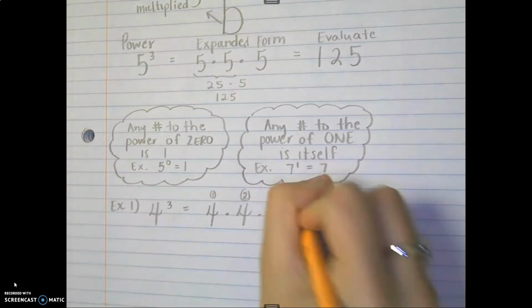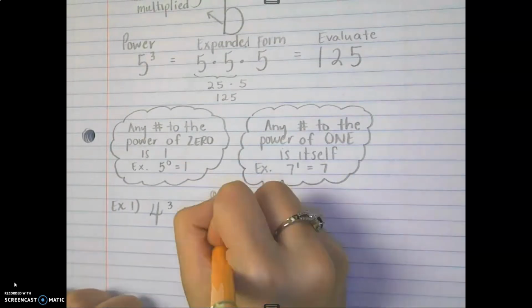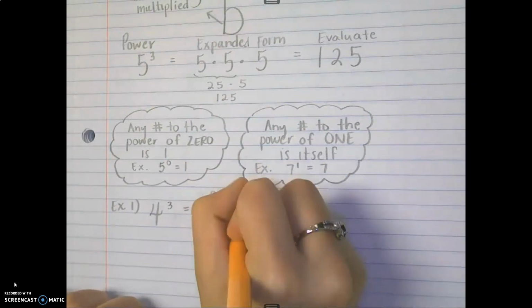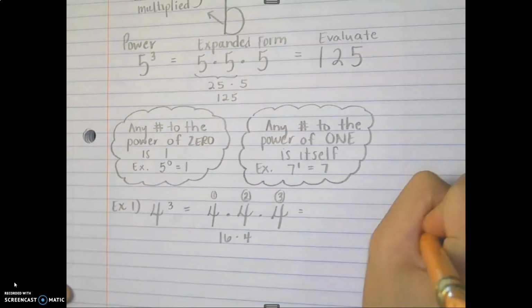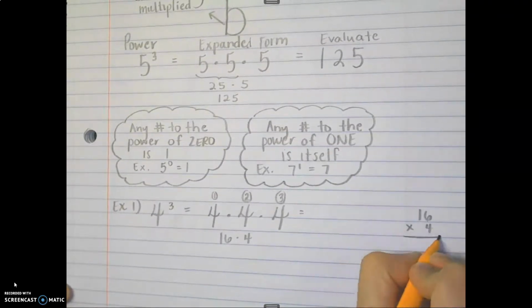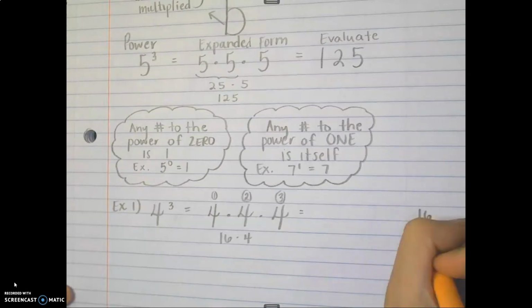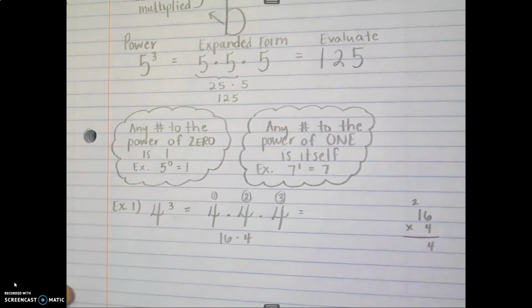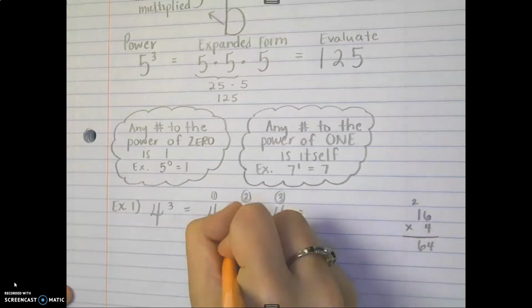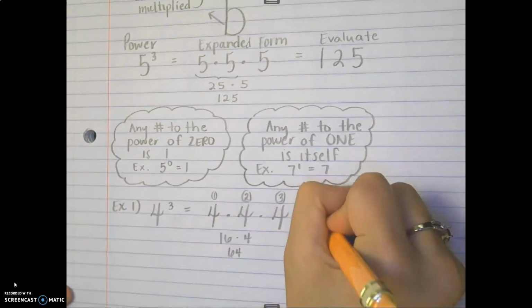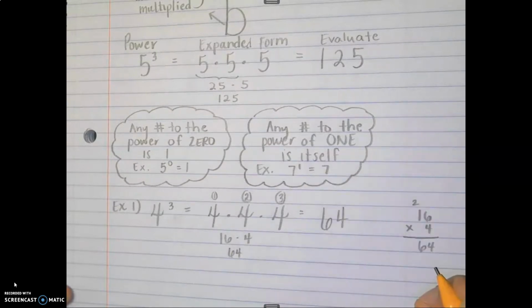And then I can solve. 4 times 4 is 16. And then 16 times 4, I'm going to do that off to the side, just so that I don't guess and get it wrong. 4 times 6 is 24, carry my 2. 4 times 1 is 4, plus 2 is 6. So my answer is 64.